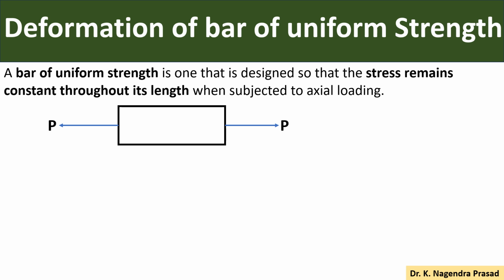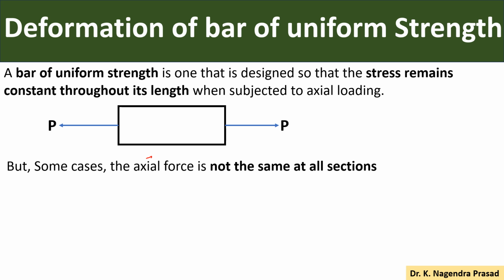So, stress in this cross-sectional area, let's consider that as sigma 1, is equal to P divided by capital A. Similarly, stress in this cross-sectional area, let's consider sigma 2, is also equal to P by A. So here, stress in the bar is constant throughout its length because the bar's cross-sectional area and the applied load are both constant throughout the length.